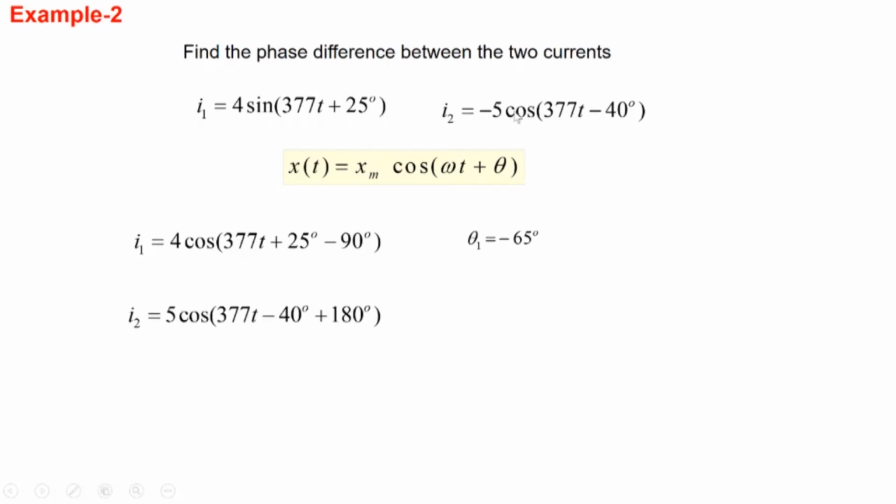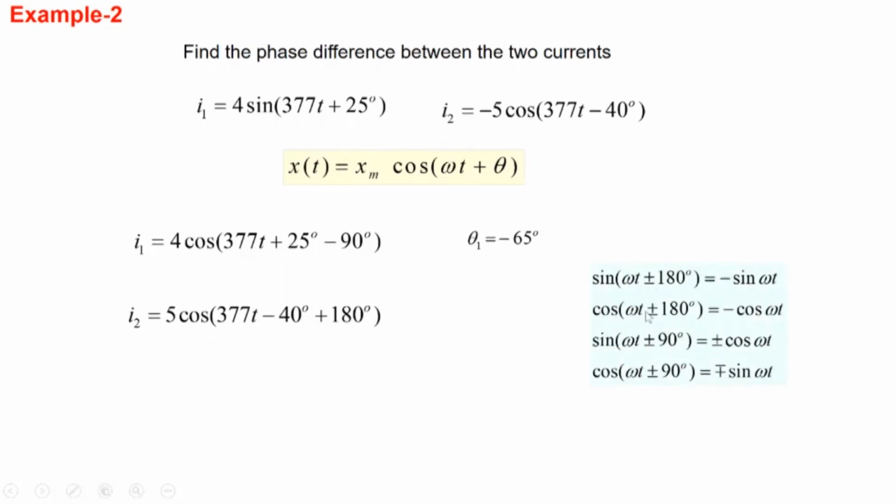I2 is here. So we convert it again into a cos. We don't leave a minus sign here. All minuses are put into the phase part. So we write it as 5 cos(377 t minus 40 plus 180 degrees). Cos(180 plus theta) is minus cos theta, so we use those relationships. So for this one, theta is 140 degrees. What is the phase difference? Theta 1 minus theta 2 is minus 205 degrees. When we specify phase difference, we usually do that between minus 180 and 180. So we can add 360 here, and we say theta 1 minus theta 2 is 155 degrees.